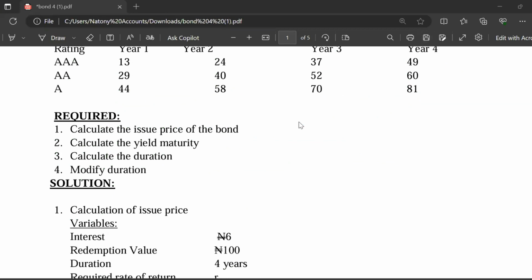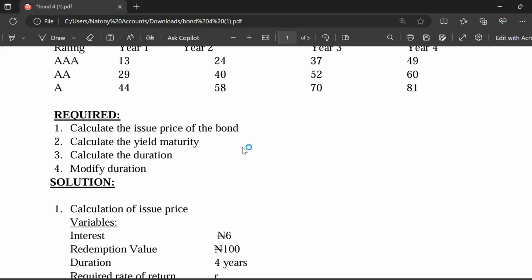The third requirement is to calculate the bond duration. How do you calculate the duration of a bond? It's the same way you calculate duration in your project investment appraisal. So that's the same way we are going to calculate the bond duration here.